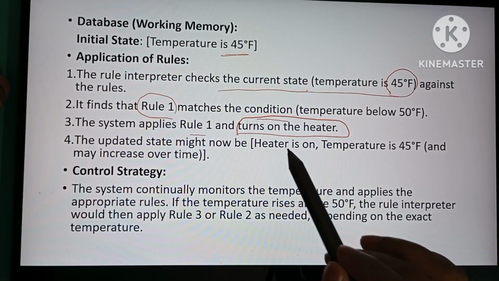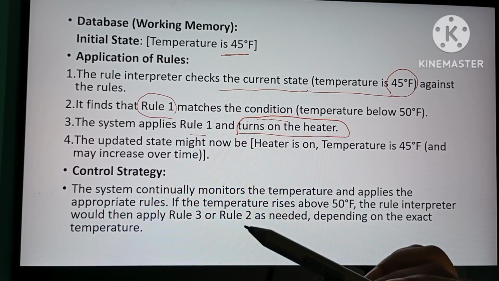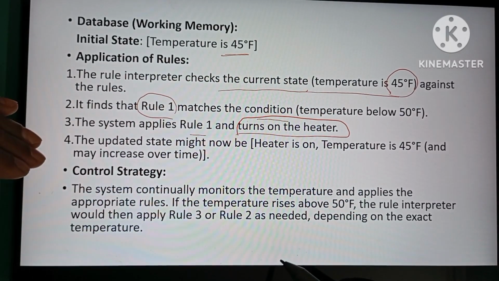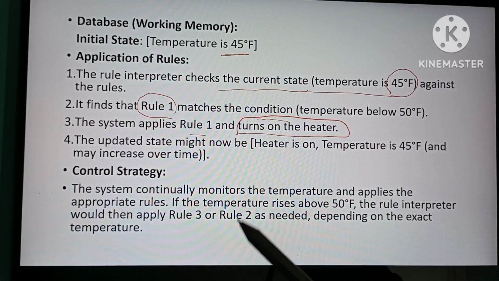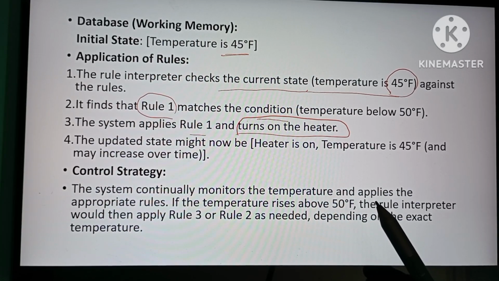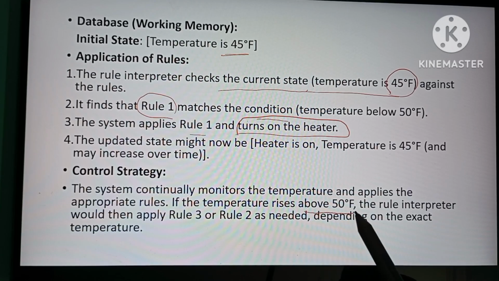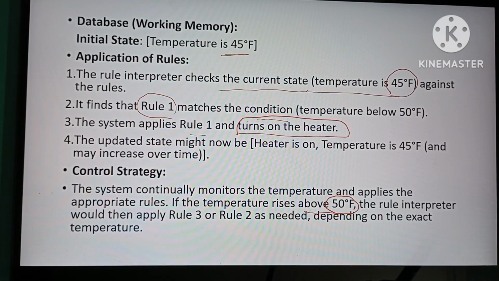After the heater is on, the temperature increases over time. Then this has to be recorded as the current temperature. This is done by the control strategy, which continuously monitors the temperature, and after the temperature increases, it has to check back with the rules. If it rises above 50 degrees, then it has to change its action depending upon the exact temperature at that particular time.